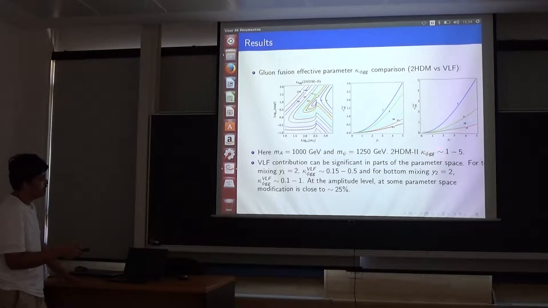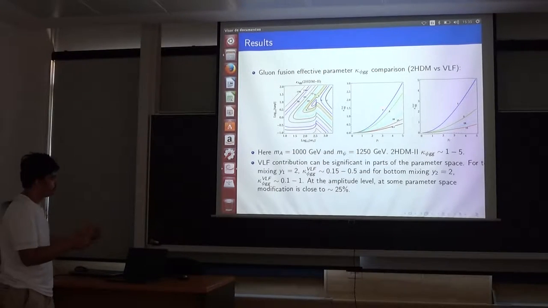is 1 to 5. So now only the vector-like fermion contribution is plotted here. If we take Y1 and Y2, one is TT prime mixing and the other is BB prime mixing. So what are the values that the production cross-section of the heavy bosons can take? The top mixing value can be 0.15 to 0.5, corresponding to 1 to 5, and for the bottom mixing it can be 0.1 to 1.